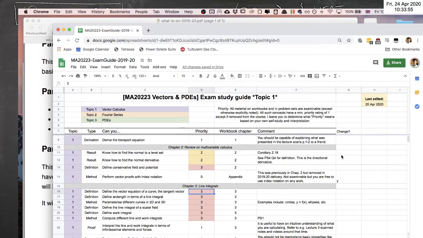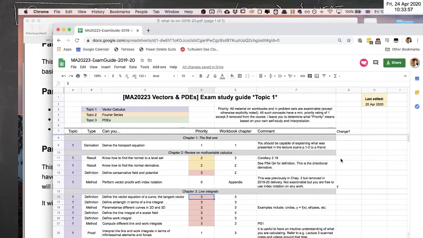On the right hand, I've added in this little change column where I just point out things that I've changed between the 2 spreadsheets, from last year's spreadsheet and this year's spreadsheet. So for instance, this year, there used to be a component in the chapter 2 notes about this extra technique of proving vector formulae using index notation. This has now been moved to the appendix, and I don't expect you to read it, though I think it's good for you to know that such techniques exist. So this is why this has been downgraded to a 0.